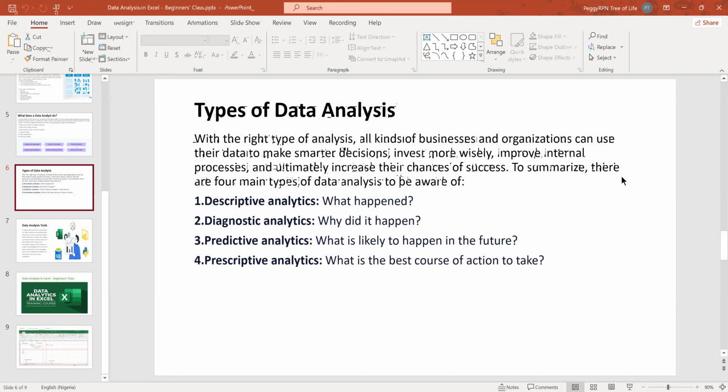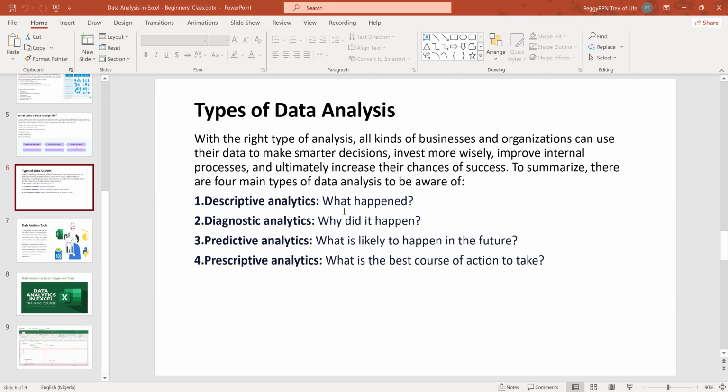So to summarize, there are 4 main types of data analysis to be aware of. We have descriptive analytics: what happened? Diagnostic analytics: why did it happen? Predictive analytics: what is likely to happen in the future? Prescriptive analytics: what is the best course of action to take?